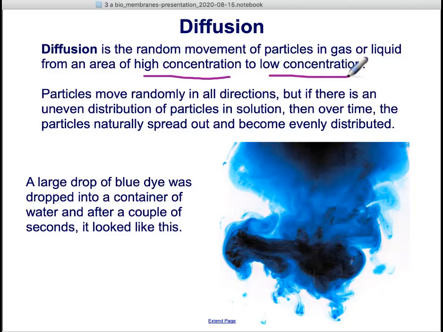Particles move randomly in all directions, but if there's an uneven distribution of particles in solution, then over time the particles naturally spread out and become evenly distributed.